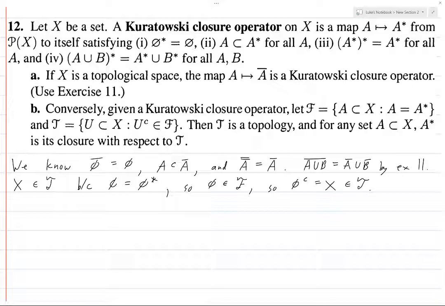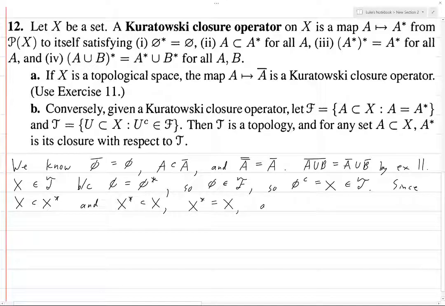Alright, so that's how we prove that the entire space is in T. For the empty set, using the second condition, we know that X, the entire space, is contained in X star, but certainly X star must be contained in X. So X star equals X, and that tells us that X is in F, and so that tells us that the complement of X, which is the empty set, must be in T. Alright, so there we go. We've got the entire space and we've got the empty set.